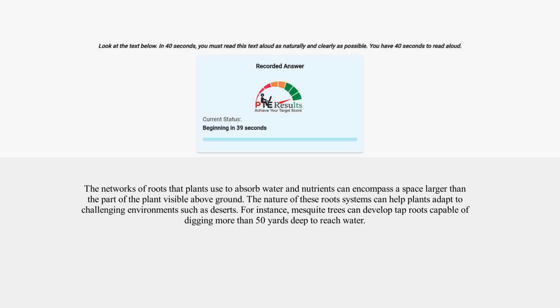...of roots that plants use to absorb water and nutrients can encompass a space larger than the part of the plant visible above ground. The nature of these root systems can help plants adapt to challenging environments such as deserts. For instance, mesquite trees can develop tap roots capable of digging more than 50 yards deep to reach water.